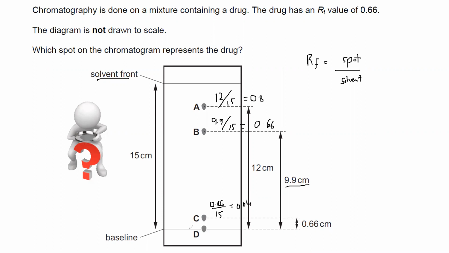And for D, the RF value, because the spot does not move at all, D is having an RF value of 0 because it does not rise or move. Is it clear why B is the right answer? So whenever you calculate the RF value, you take the distance moved by the spot divided by the distance moved by the solvent.